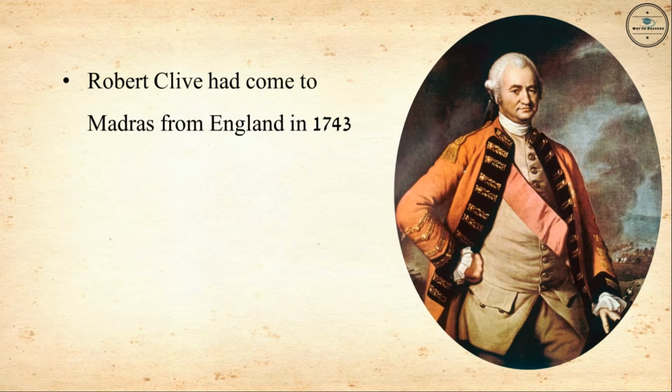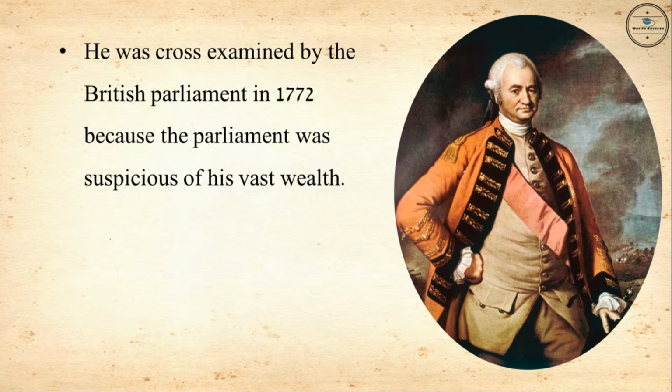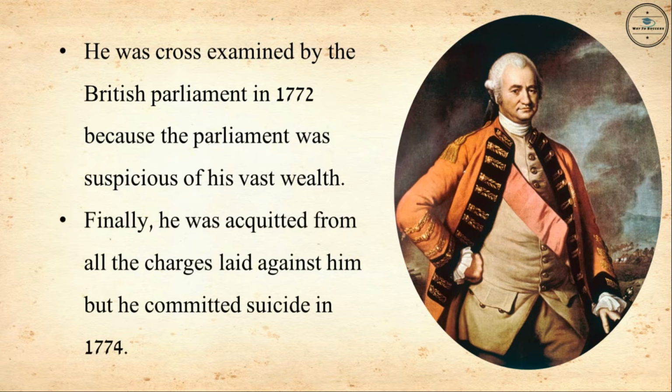Robert Clive had come to Madras from England in 1743. He was appointed as governor of Bengal in 1764 to remove corruption in company administration. He was cross-examined by the British Parliament in 1772 because the Parliament was suspicious of his vast wealth. Finally, he was acquitted of all the charges laid against him, but he committed suicide in 1774.